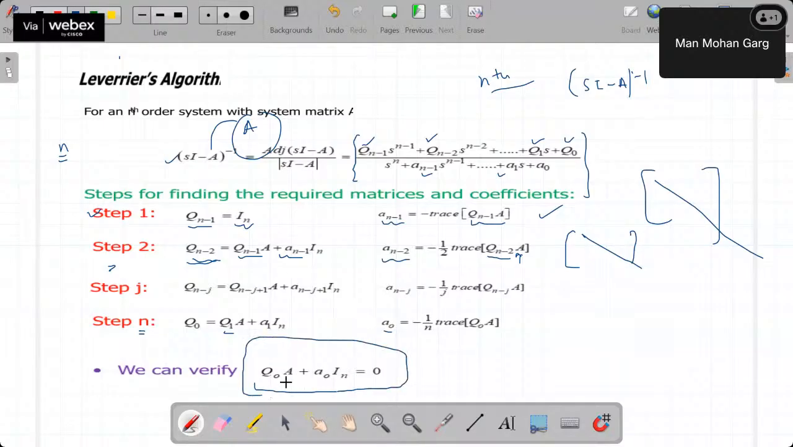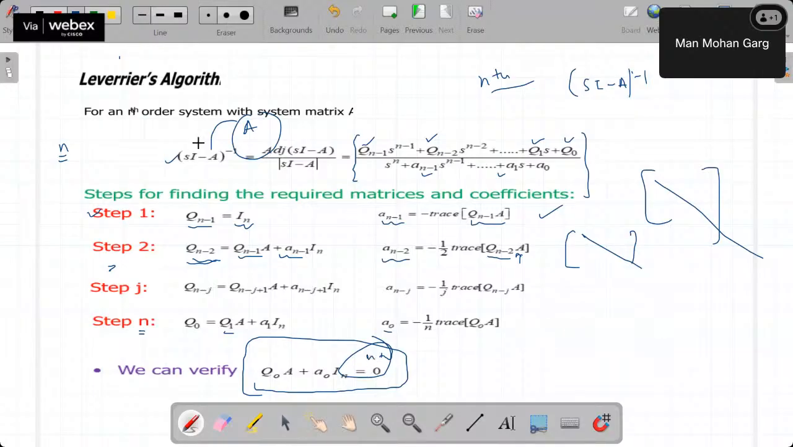After obtaining everything, if you find Q node A plus A node into In, you simplify this and it comes to be a zero matrix, basically a zero vector. This will be the nth order zero matrix. If this is the nth order zero matrix, then we can ensure that whatever steps we have carried out, whatever coefficients we have obtained, whatever matrices we have calculated, they are correct only. So this is the check. Now this was for nth order.